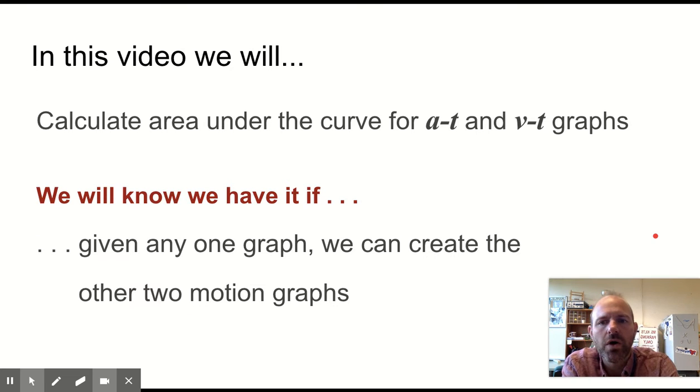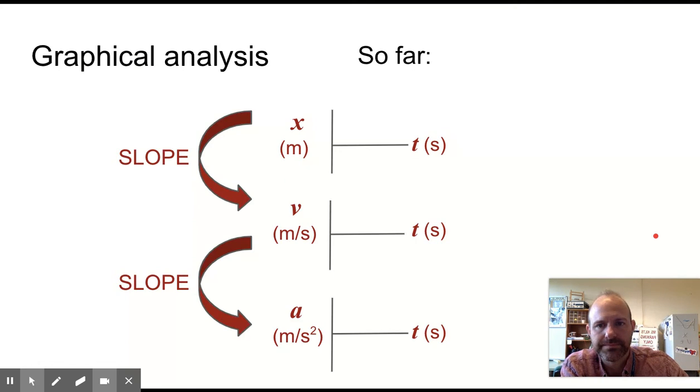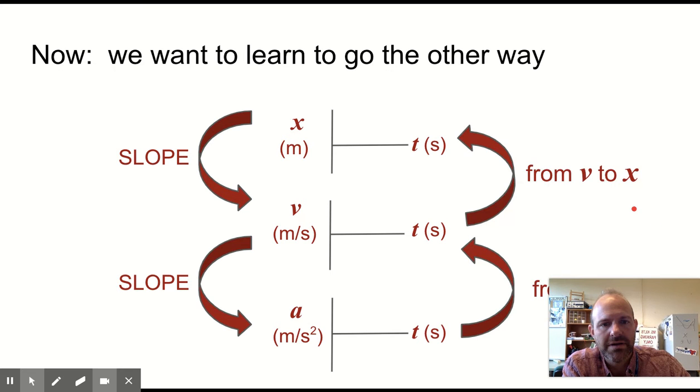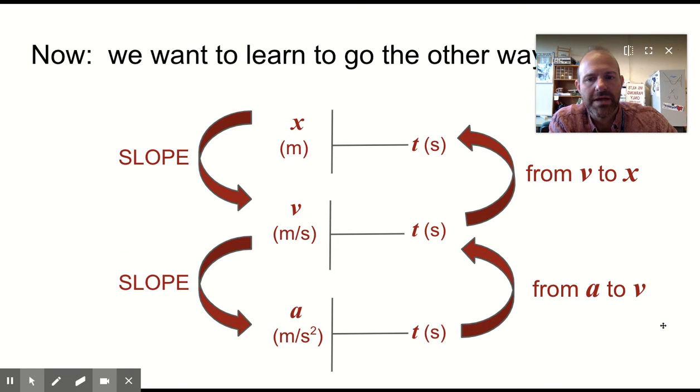All right, so our goal today is to calculate the area under the curve for acceleration time and velocity time graphs. We'll know we understand this if, given any one of the three graphs, position time, velocity time, or acceleration time, we can create the other two. So far, we've learned that you can take the slope of position time to get velocity, and velocity time to get acceleration. Our goal today is to look at how we go from velocity to position and acceleration to velocity, those two graphs as well.